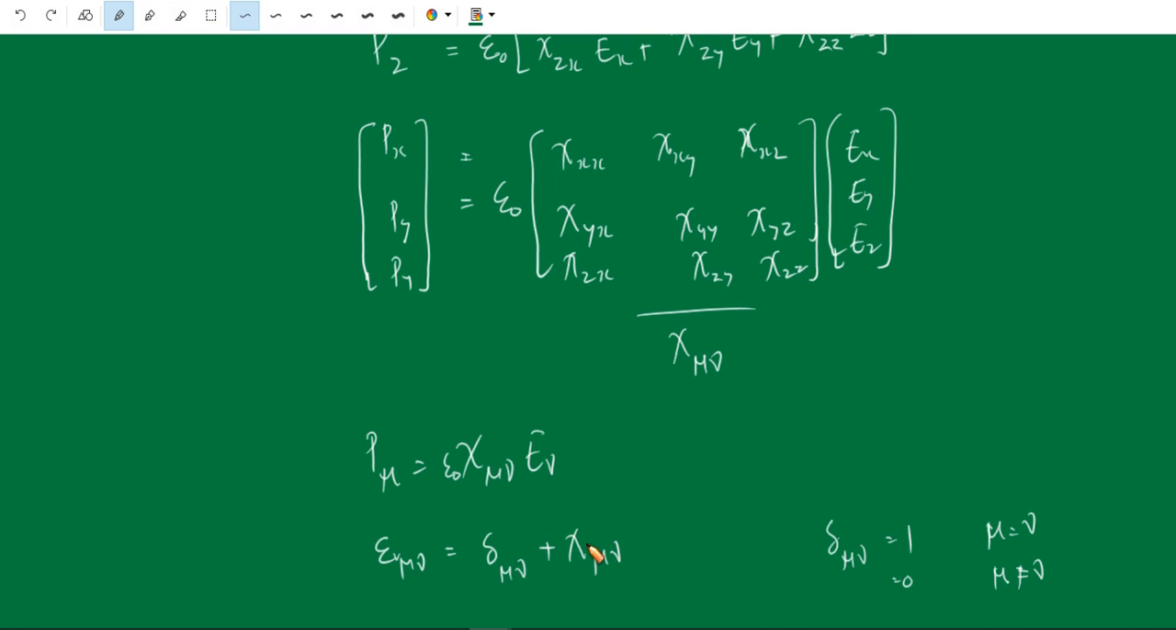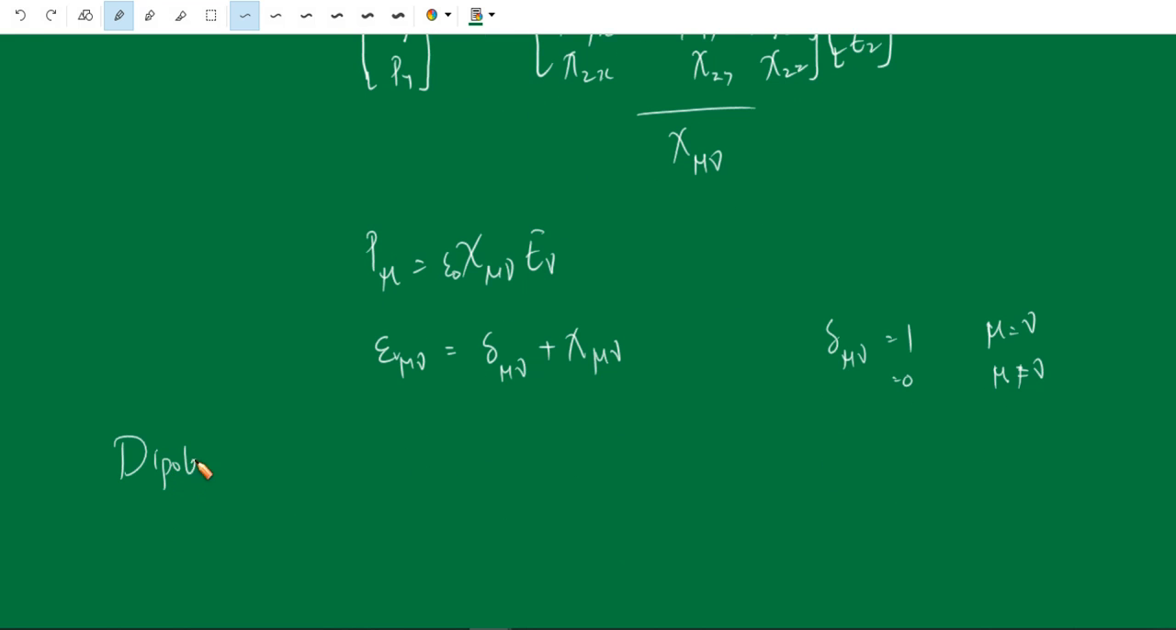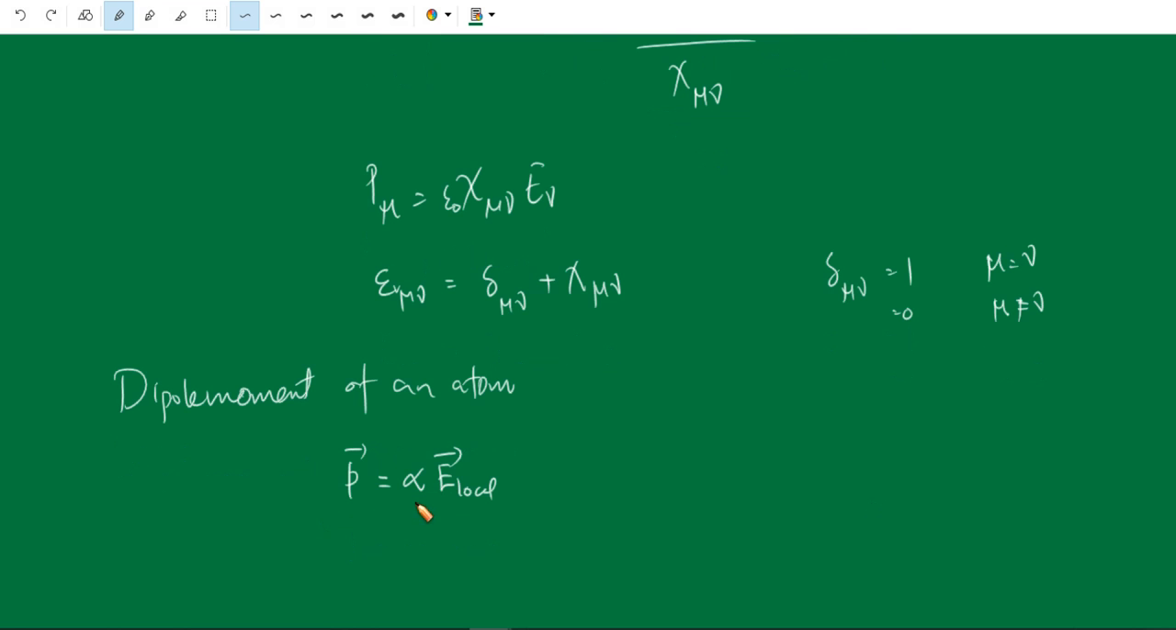Now we know that the dipole moment of an atom, P, is directly proportional to the electric field at the atom, or the local electric field, so we can write P is equal to some constant alpha times the local electric field. If the atom is neutral and an electric field is applied, there will be a particular electric field at the atomic site, which is called the local electric field. This local electric field determines the dipole moment of the atom. Here alpha is called the polarizability of the atom. So the polarizability is described in terms of the local electric field: P is equal to alpha E local.